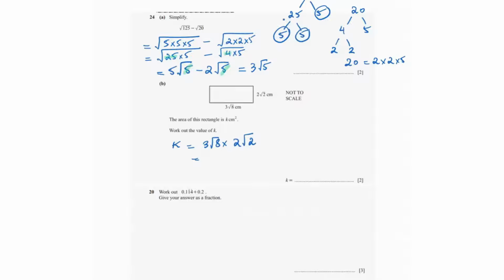Previously we talked about subtracting surds with different numbers. Now it's multiplying. When you're multiplying them, as I mentioned earlier as well, you can multiply them easily. There is no restriction on that. The number outside gets multiplied with the number outside, and the number inside gets multiplied with the number inside. So 3 times 2 is 6, 8 times 2 is 16.